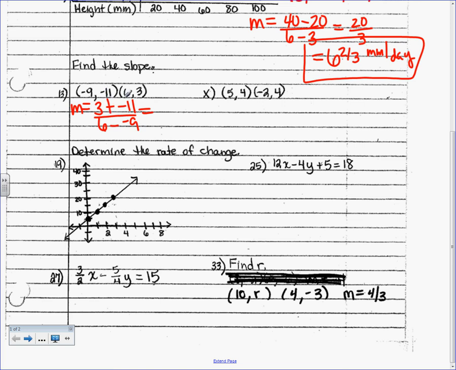Two negatives make a positive. We get 14. And 6 minus negative 9, two negatives make a positive. We get 15. So it's 14 over 15. Does that reduce? Nope. So we're good. 14 over 15, we're done. Why don't you try this one on your own and see if you get it right?